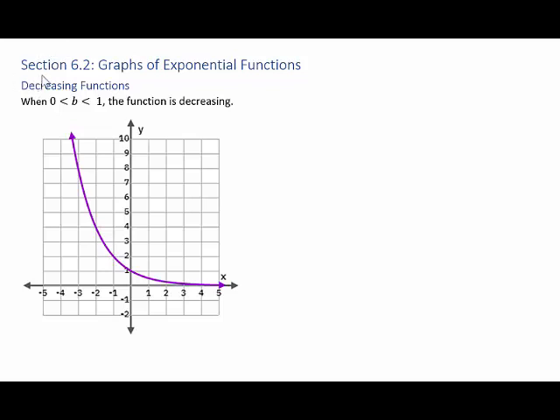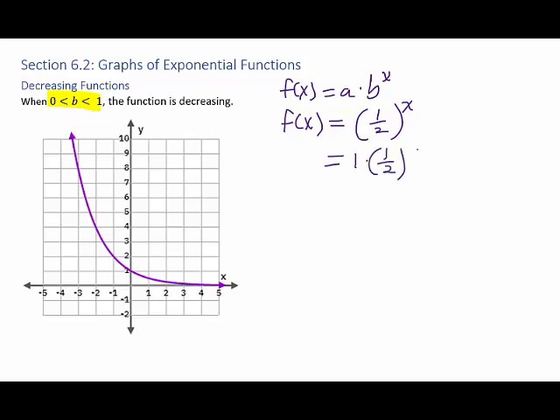Okay, in section 6.2, we're also going to take a look at graphs of decreasing exponential functions. Recall an exponential function is of the form f of x equals a times b to the x. Well, if b is between 0 and 1, the function is decreasing. For example, f of x equals 1/2 to the x. We can rewrite this as 1 times 1/2 to the x power, where a is 1 and b is 1/2, and we can clearly see that the function is decreasing.